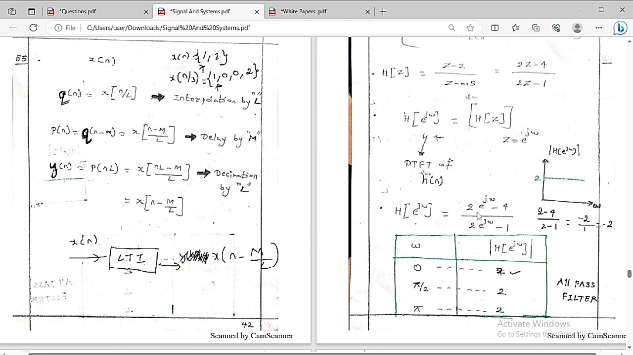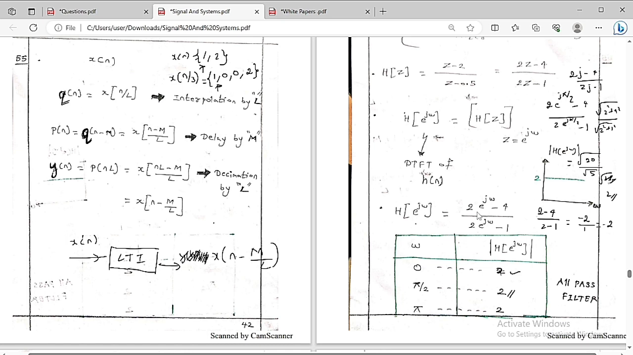Now substitute omega equal to pi by 2. Then we have (2 into e to the power of j pi by 2 minus 4) by (2 into e to the power of j pi by 2 minus 1). e to the power of j pi by 2 is nothing but j. So (2j minus 4) by (2j minus 1). Take the magnitude: root of (2 square plus 4 square) by root of (2 square plus 1 square). 2 square is 4, 4 plus 16 is 20, and 4 plus 1 is 5. So root of 20 by 5 is root 4, which is 2. So we have got the value 2.